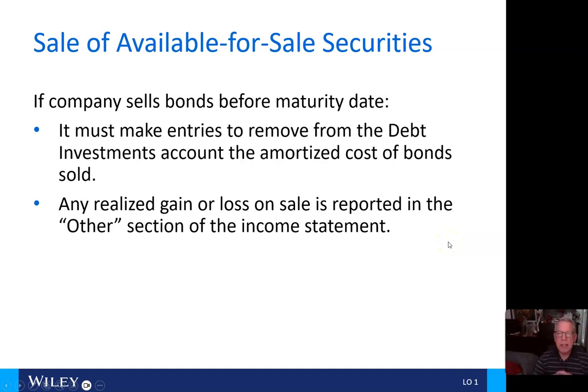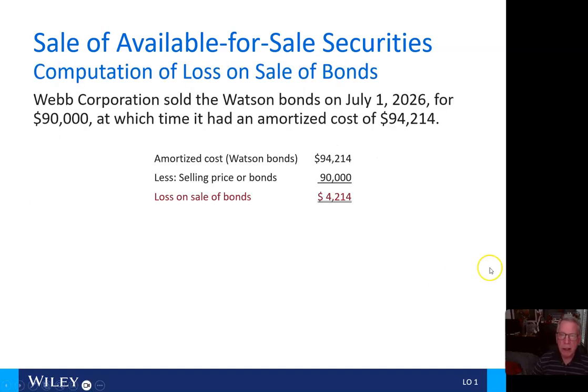Now, if the company sells the bonds before the maturity date, it must make entries to remove from the debt investment accounts the amortized cost of the bonds sold. So any realized gain or loss on sale is reported in the other section of the income statement. Okay, let's take a look at that.